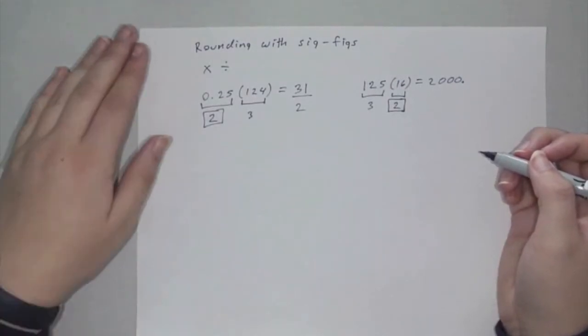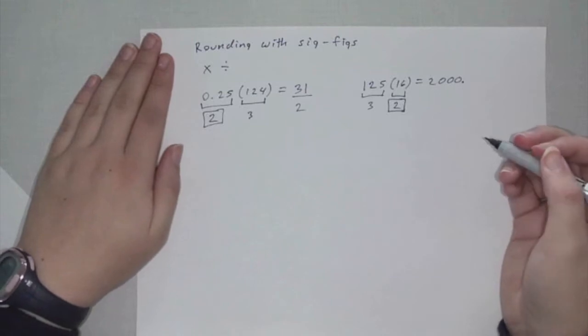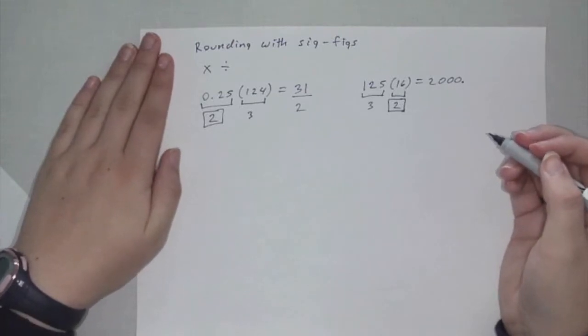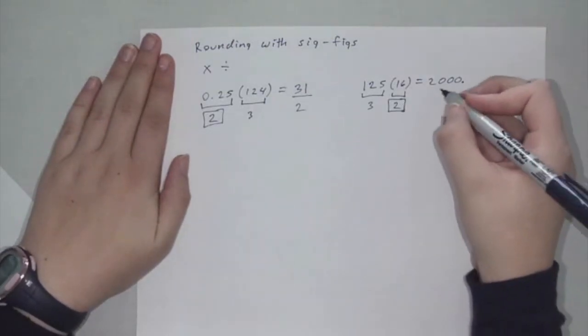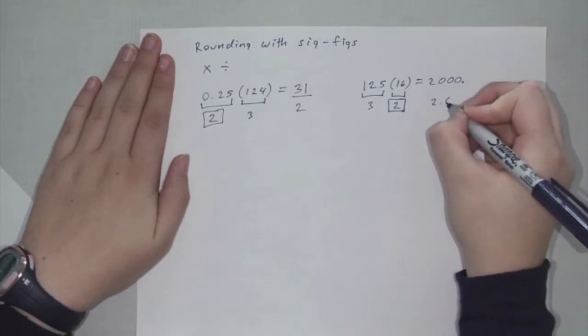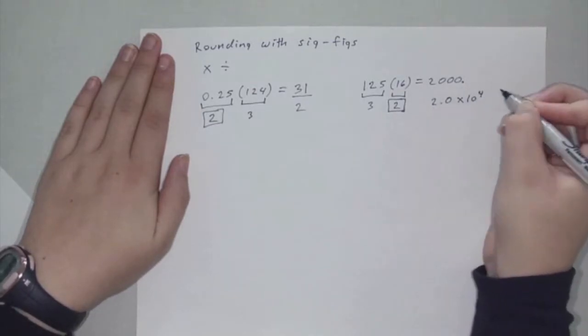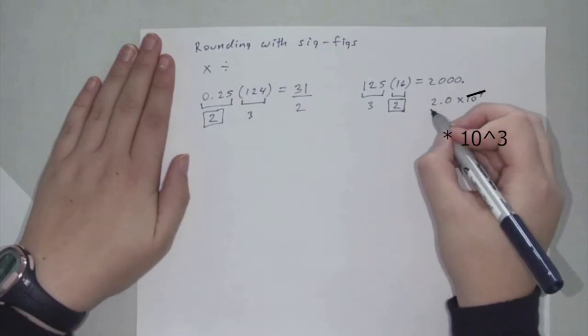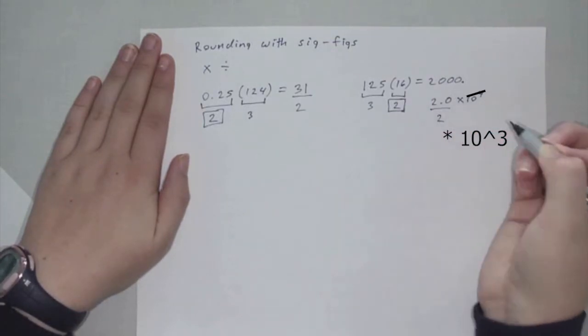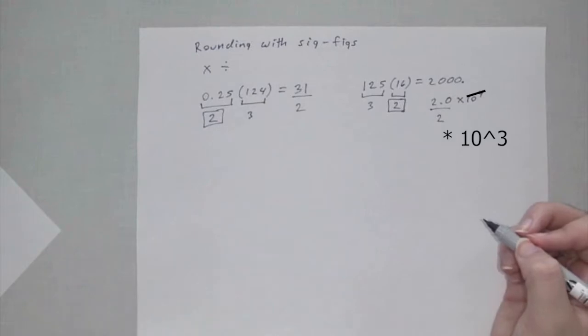When you're writing numbers in scientific notation, you have complete control over the number of significant figures in your answer. So if we just write this as 2.0 times 10 to the fourth, suddenly we have the correct answer in the correct number of significant figures. So the rule of thumb is, when in doubt, always, always, always write your answers in scientific notation.